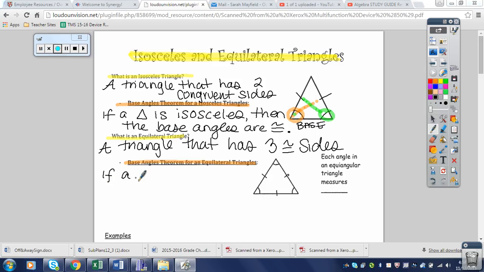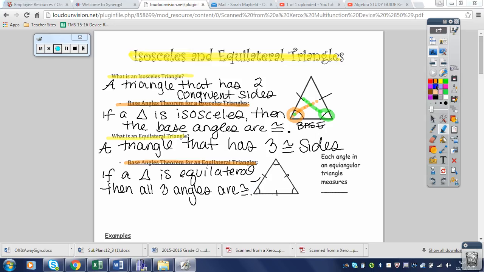It says if a triangle is equilateral, then all three angles are congruent, which makes sense. If we look at the corresponding sides to angles, this side corresponds with that angle. This side corresponds with that angle, and this side right here corresponds with that angle. When all of your angles are congruent, that makes it an equiangular triangle.